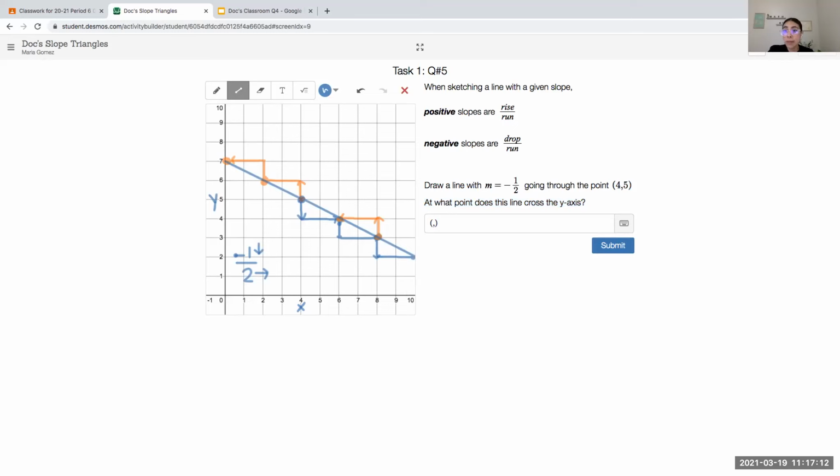So why did we make our line longer? Again, we wanted to see at what point this line crosses the y-axis, and it crosses it right there. You should remember how to find the ordered pair of a point. It's the x coordinate 0 and the y coordinate 7. So this point is at 0, 7, and you just hit submit.